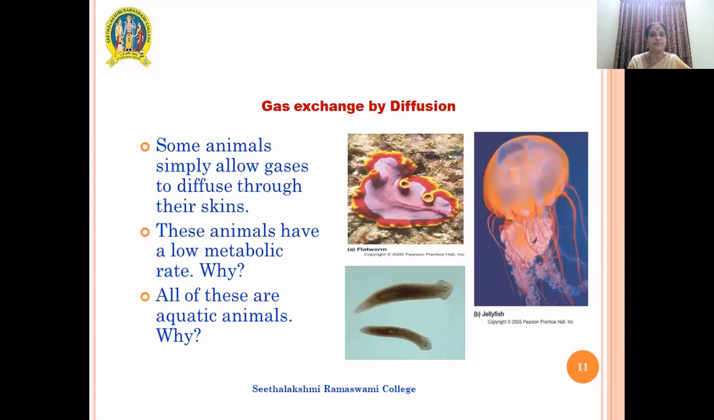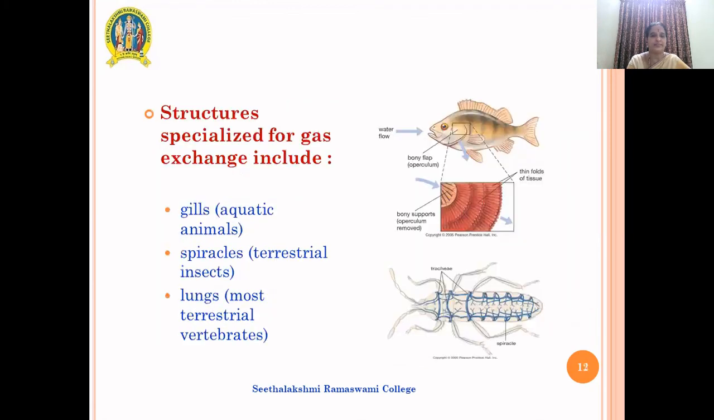out of the body. In some animals, like the aquatic animals, the gas exchange also takes place by means of diffusion. So these animals have a low metabolic rate. We do not know why, and I am leaving this to you to think of why these animals, which do gas exchange by the diffusion method, have a low metabolic rate, because all of these are aquatic animals.